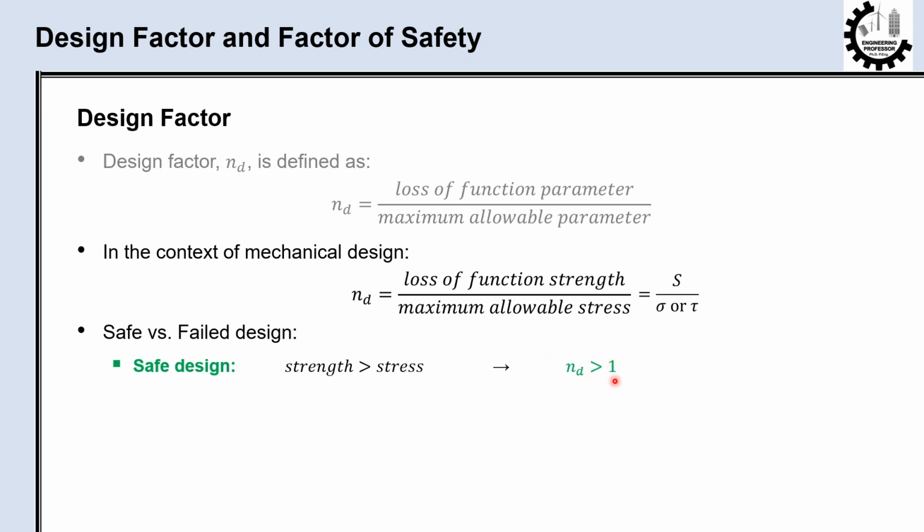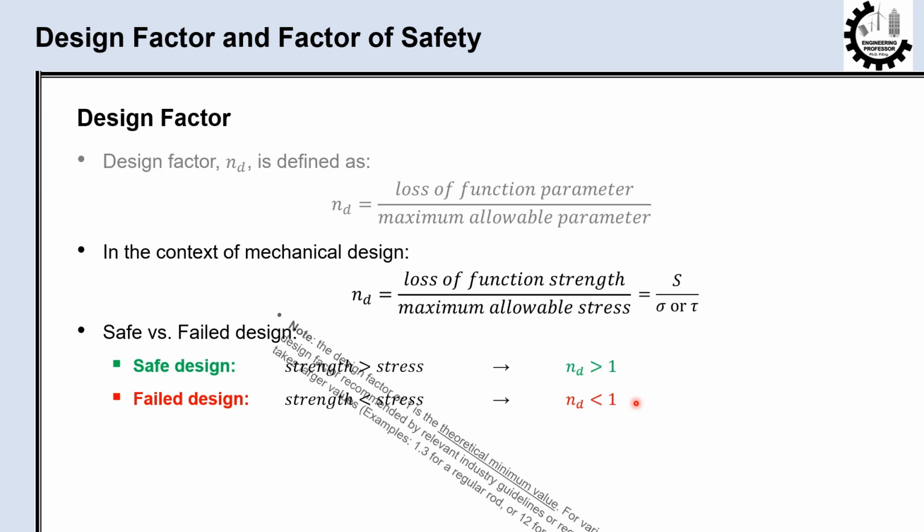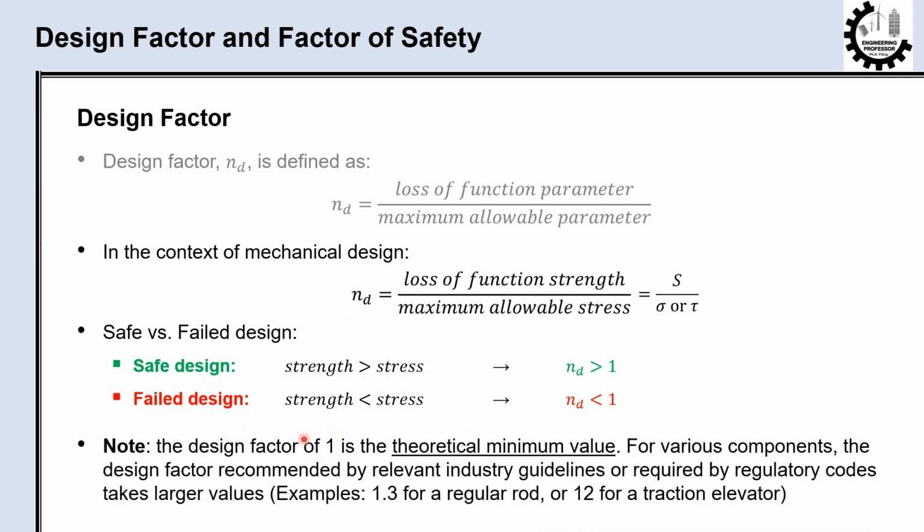This scenario is associated with a design factor of larger than 1, as you can see from this equation. On the other hand, if the component's strength is smaller than the applied stress, the component will fail, resulting in a design factor of smaller than 1. An important note here is that the value of 1 is a theoretical minimum value for a safe design. In reality, a larger design factor is prescribed based on several factors, including the application of the component, the uncertainty in the component's strength, and other operational conditions.